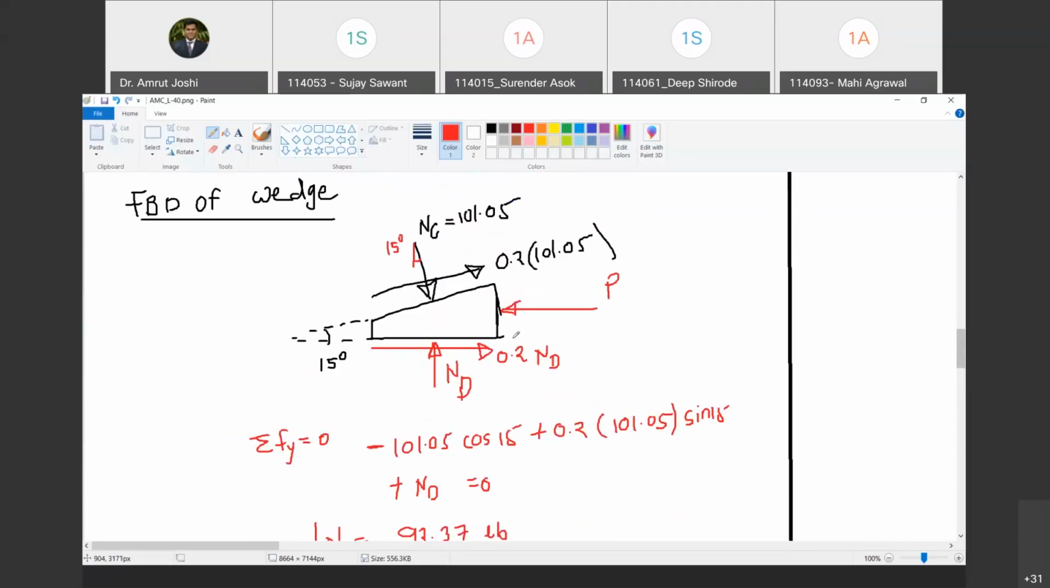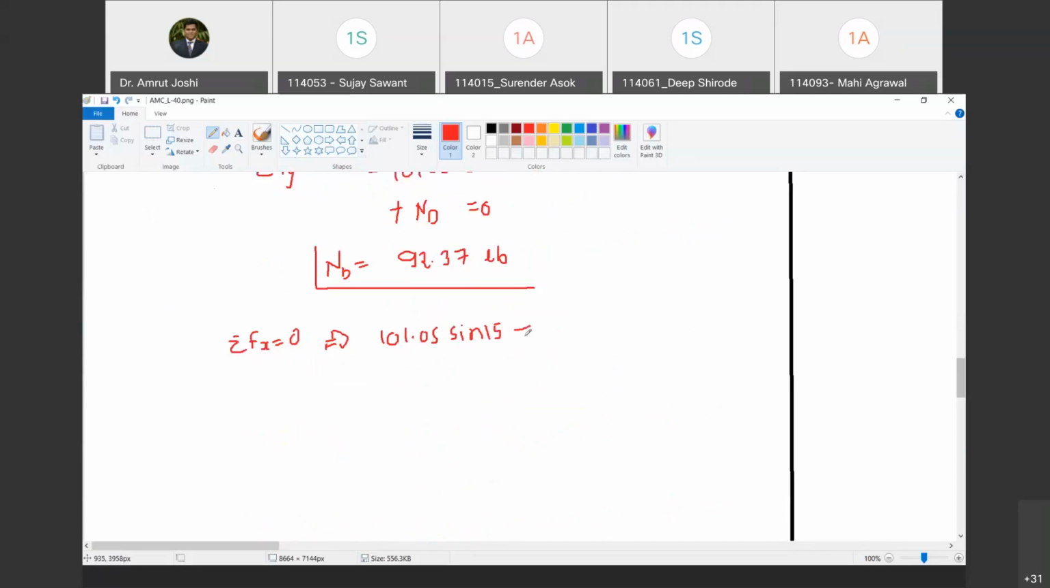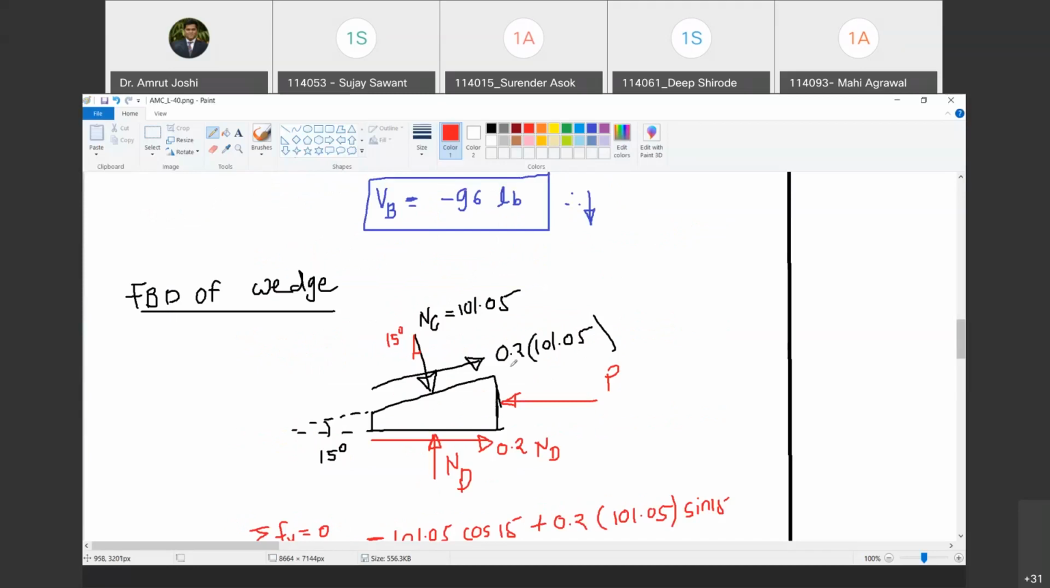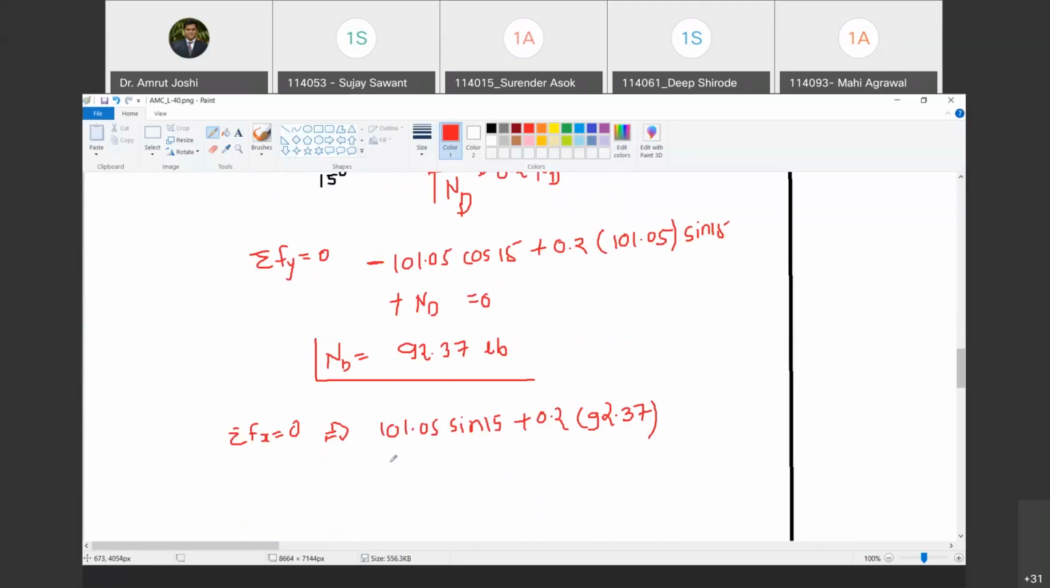Yes, sir. Then you have this 0.2 times Nd there. So plus 0.2 times 92.37. Nd is 92.37. Happy? Yes, sir. Then this 0.2 times 101.05 is also going to have its horizontal component. How much is that? 0.2 into 101.05 into cos of 15. Happy? Yes, sir. 0.2 into 101.05 into cos of 15.